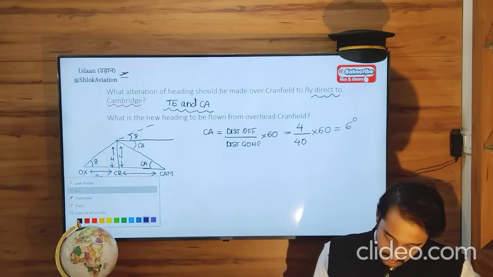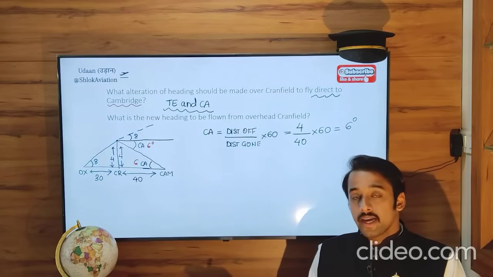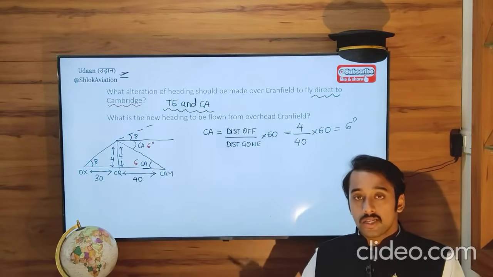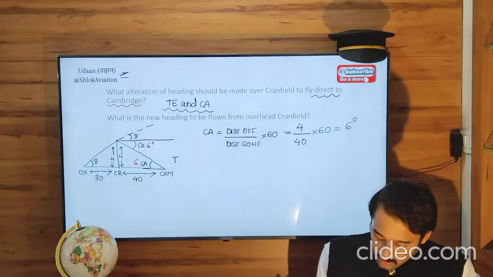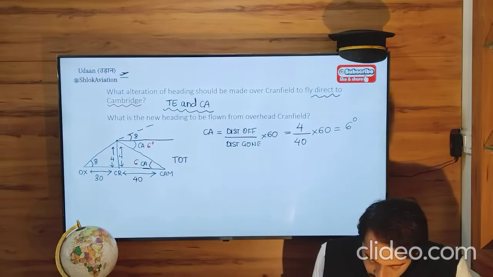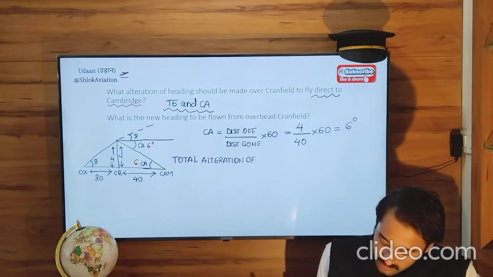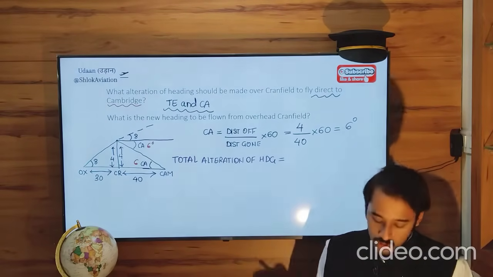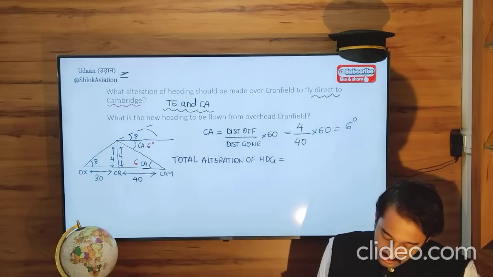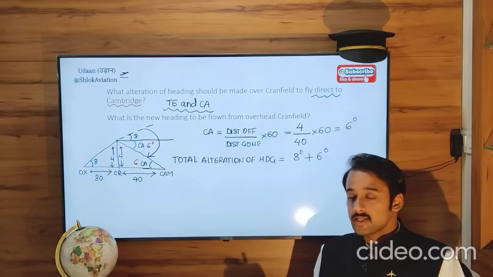So closing angle is 6 degree. Now you have to fly directly to your destination. So the total alteration of heading that you will do is a sum total of 8 degree and 6 degree to the right hand side.